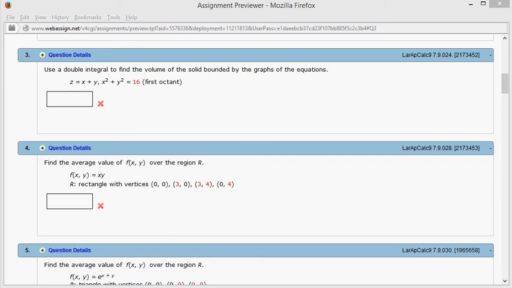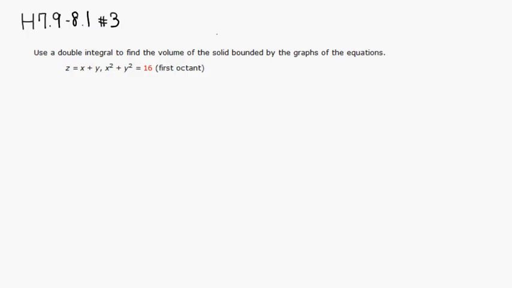Alright, let's look at the homework 7.9, 8.1, problem number 3. Let's use a double integral to find the volume bounded by the graphs in the first octant. Let's sketch the region on the xy plane. This is going to be in this circle with radius 4 centered at the origin. So we are looking at just a circle there. It's going to be a quarter circle.